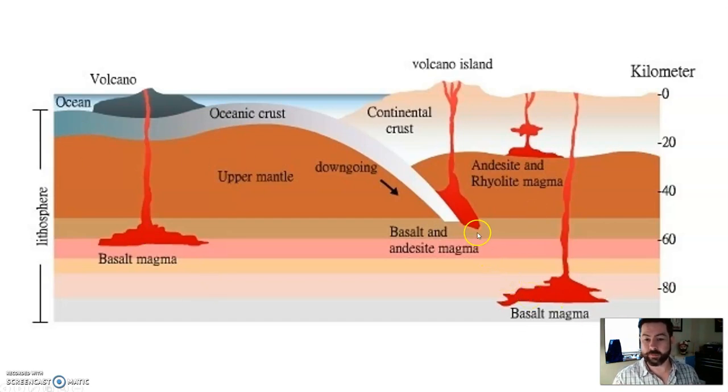As you get a little bit closer to the surface, the melted material becomes more andesitic, and as you get even closer to the surface, that melted material becomes more rhyolitic. So basaltic magma is coming from a little bit deeper down, about 80 kilometers. Andesitic magma, around 40 to 60 kilometers. Rhyolitic magma, a little bit higher up.